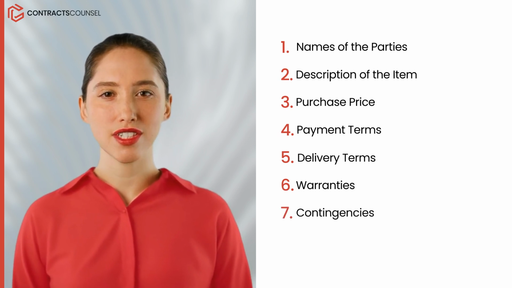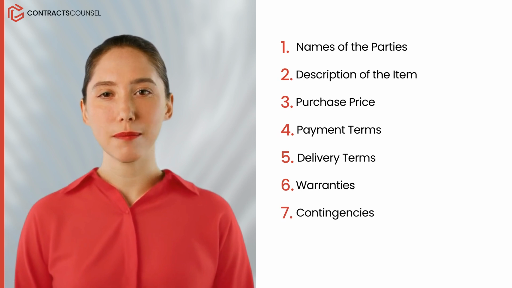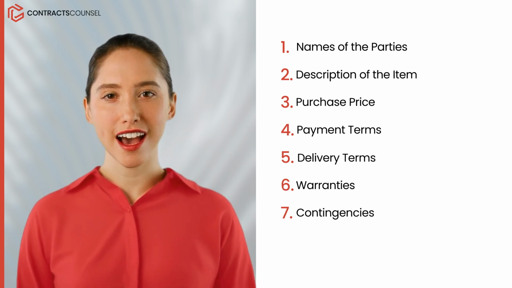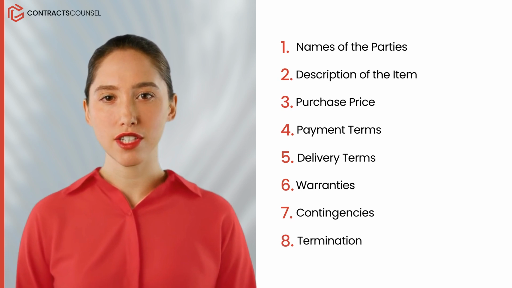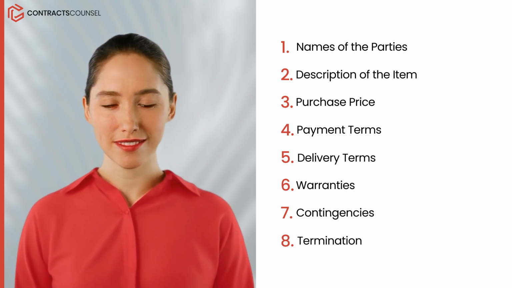7. Contingencies. This sets conditions that must be met by both the buyer and seller for the agreement to be binding. And 8. Termination. This sets rules on how the agreement can be terminated by either party.